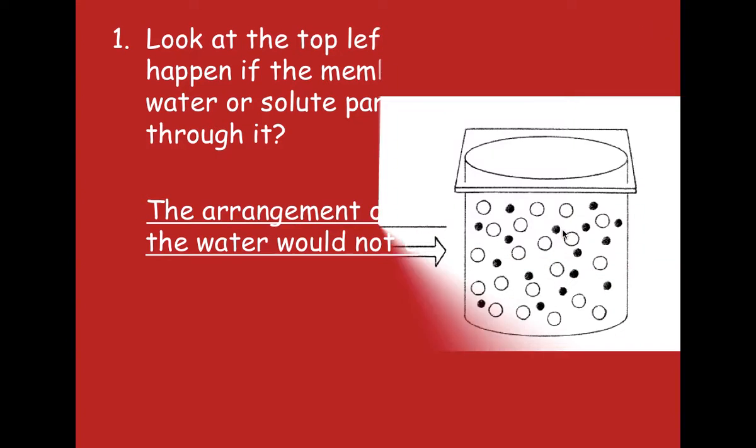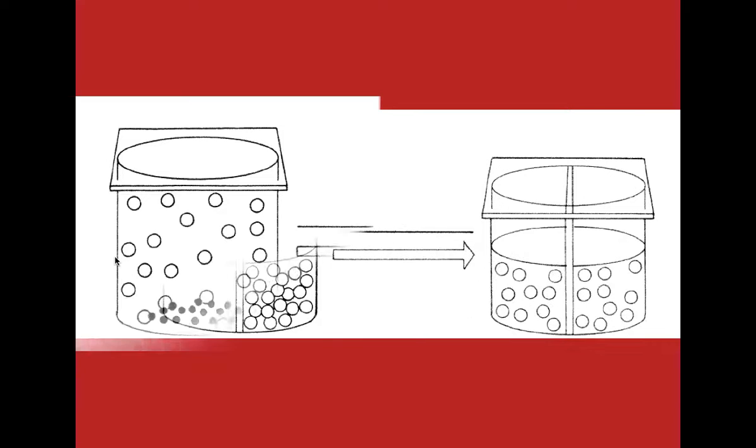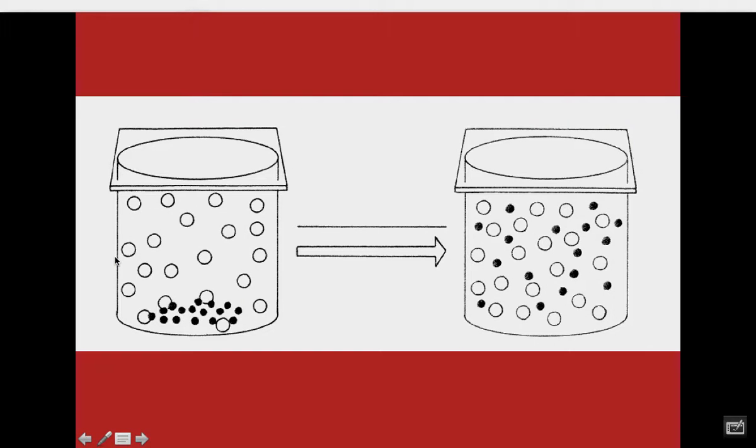We're also going to take a look here at the next worksheet. Now what we have to keep in mind here is that the open ones, these are salt, okay, and then the black ones are water. So in the first one, I've got all the water at the bottom and all the salt at the top, and over time they spread out. This is diffusion.